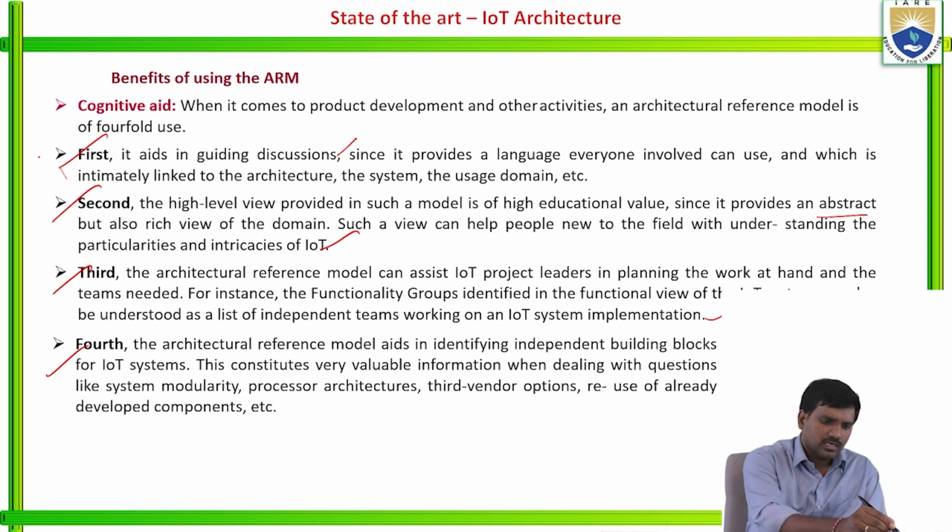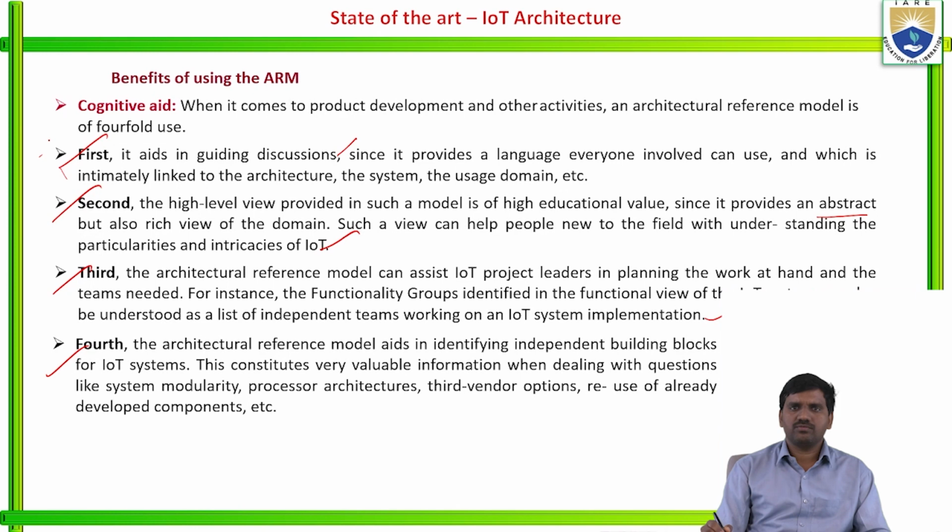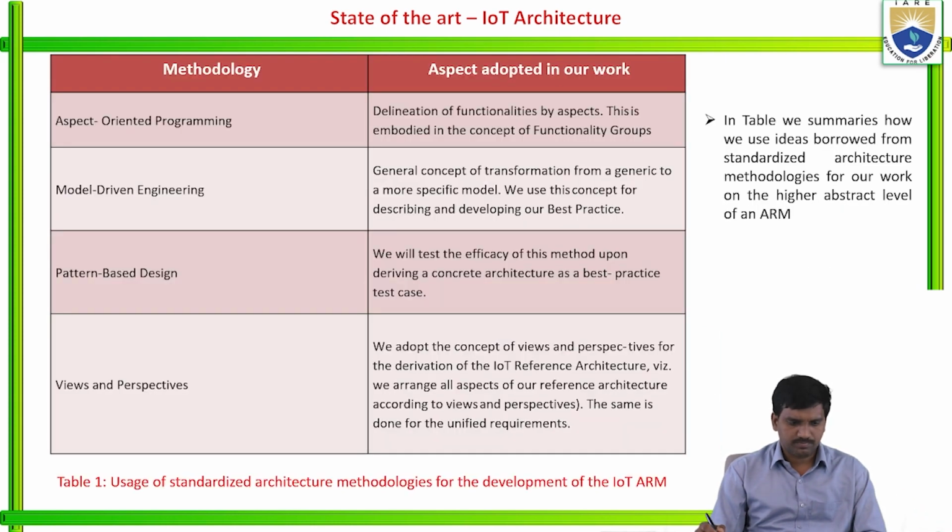So these are the four benefits of why we are using the ARM model: first, second, third, fourth. The first deals with guiding discussions. Next, the second deals with high-level educational value. Next, the third deals with IoT project leaders' work at hand. Next, the fourth deals with valuable information. So these are the four benefits.